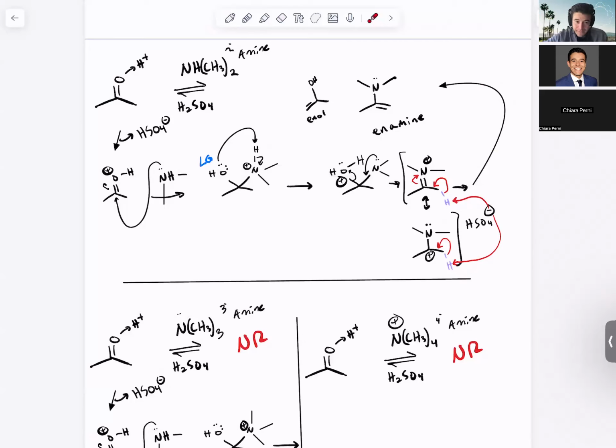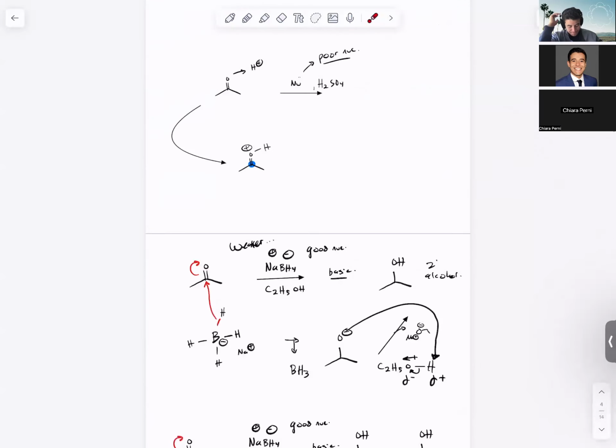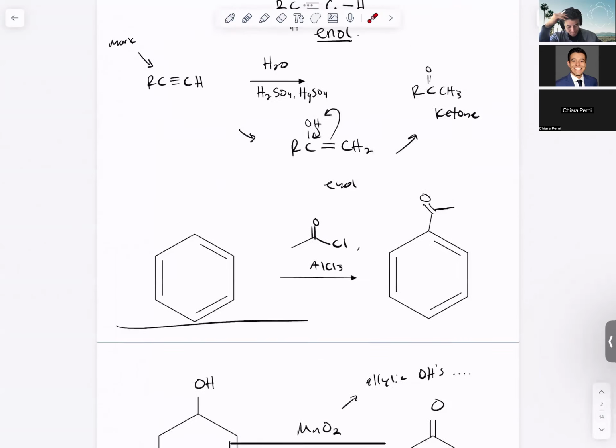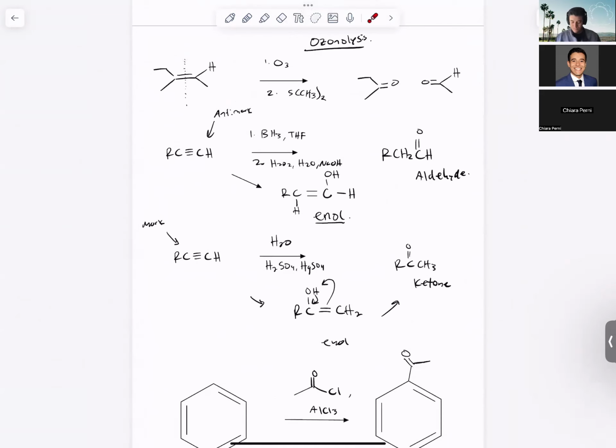Chapter 17 is basically forming aldehydes and ketones from alcohols. Then we move into terminal alkynes with BH3, THF to give you an aldehyde, or another reagent to give you a ketone. Then you can reduce them back to alcohols, but those look a little bit different depending on what you're reducing with. And then there's nucleophilic addition.